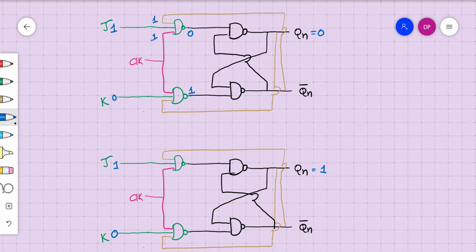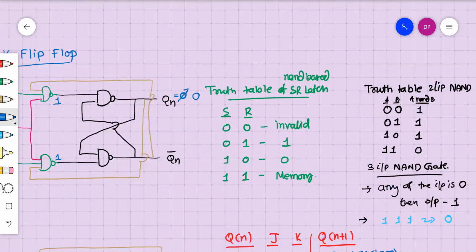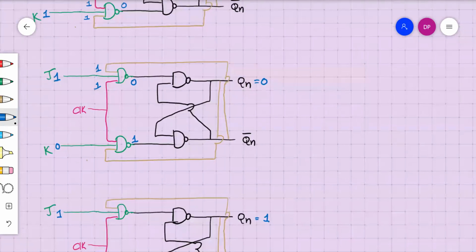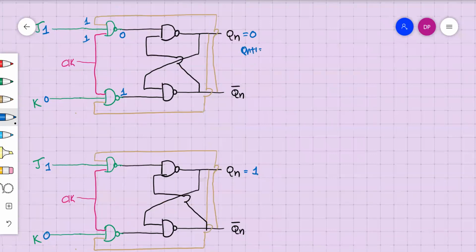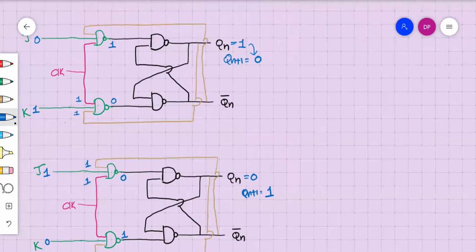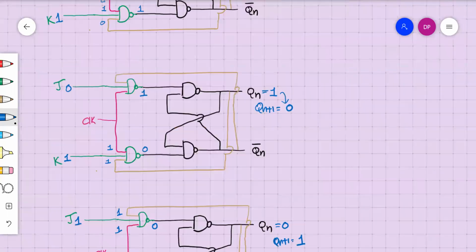So the SR latch input is 0, 1. You can go to the table: SR latch input 0, 1, so the output is 1. So what will happen here? Qn+1, the output is 1. So Qn was 0, with input 1, 0, and the output is 1. Similarly, go for the case when Qn is 1 and input is 1, 0.